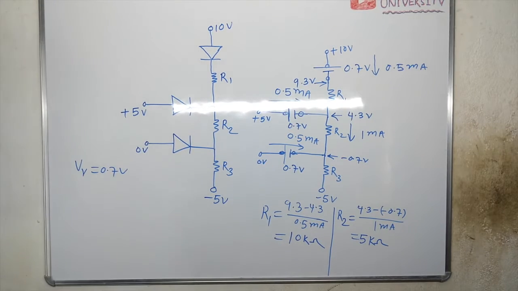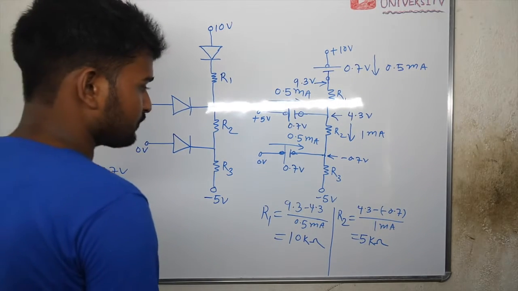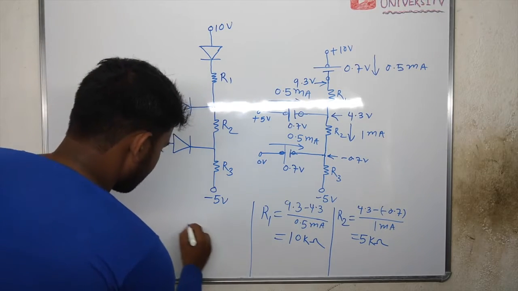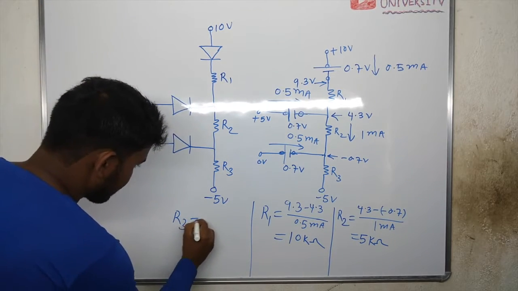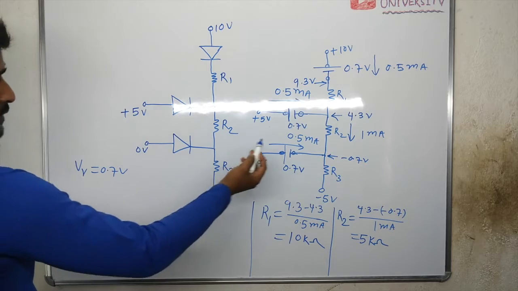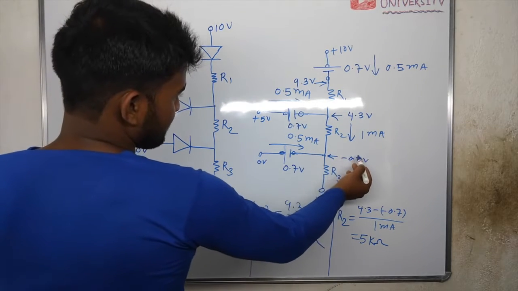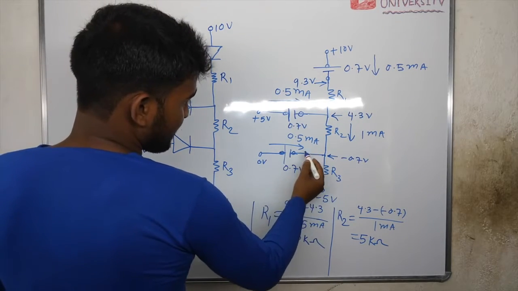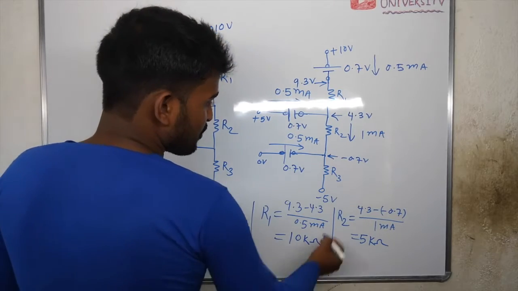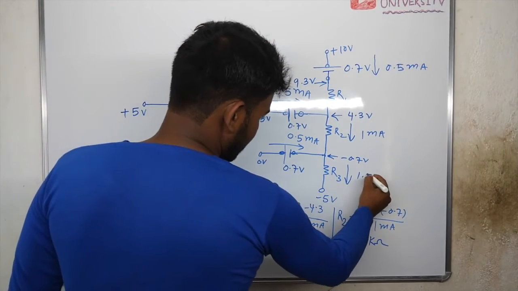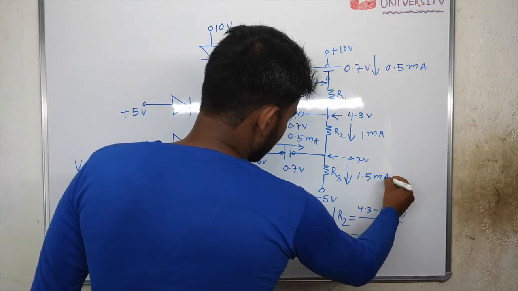And what is the value of R3? How to get R3? See, the current through this branch is 1 milliampere and the current through this branch is also 0.5 milliampere. So what is the net current through this branch? 1.5 milliampere.